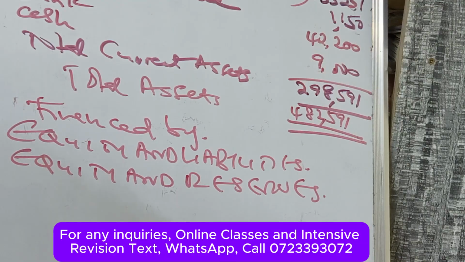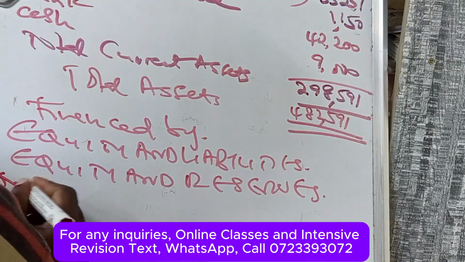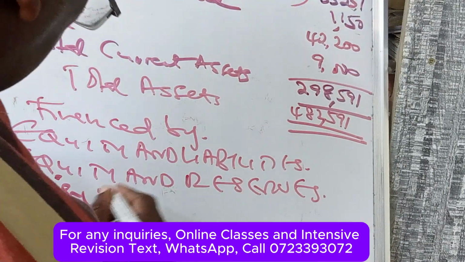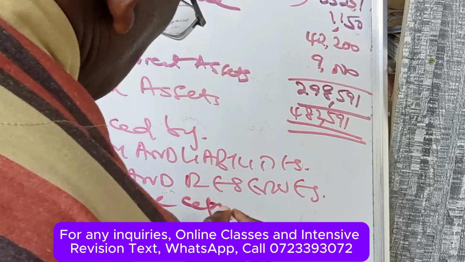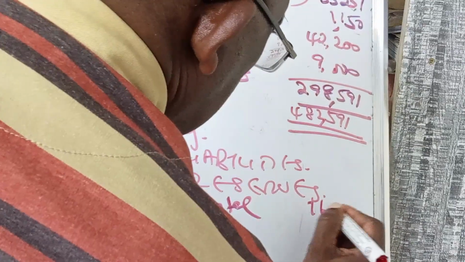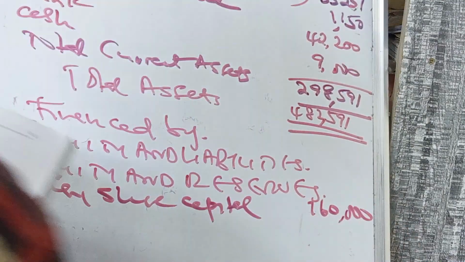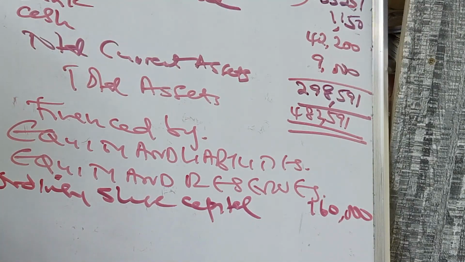We have ordinary share capital amounting to 160,000. We have share premium, that is 6,000.